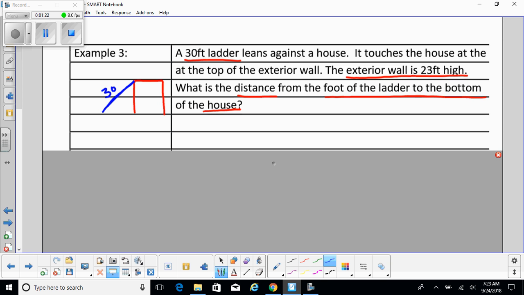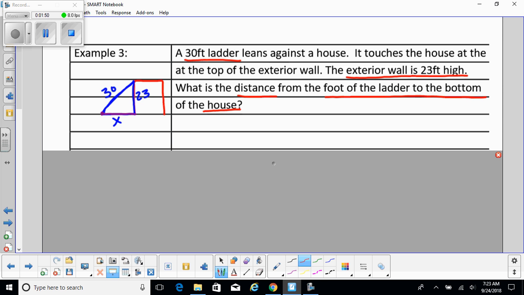And the exterior wall is this wall right here. They tell me it's 23 feet. And then let's extend our line to make ourselves a pretty triangle. It says we're looking for the distance from the foot of the ladder. Well, here's the foot of the ladder in case you weren't sure what that is. That's at the bottom of the house. So this purple line is what we are trying to find. So we're going to put an X here.